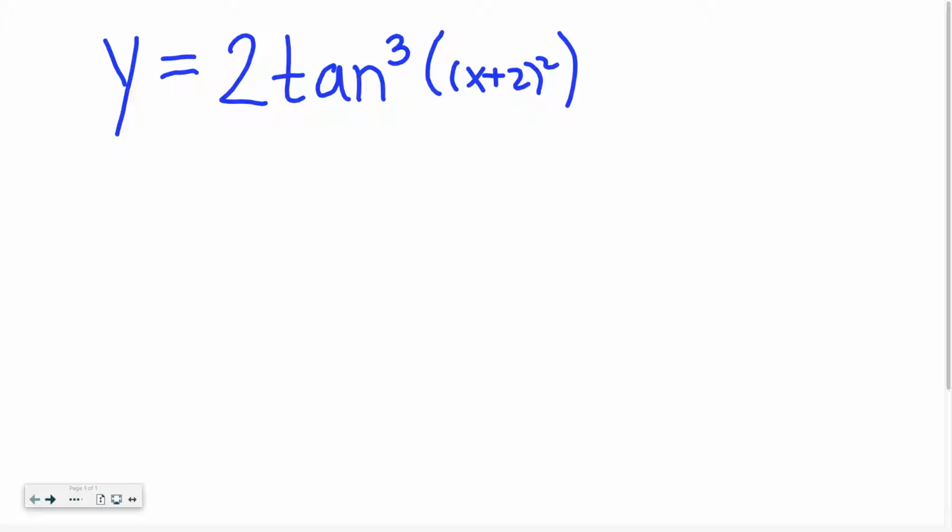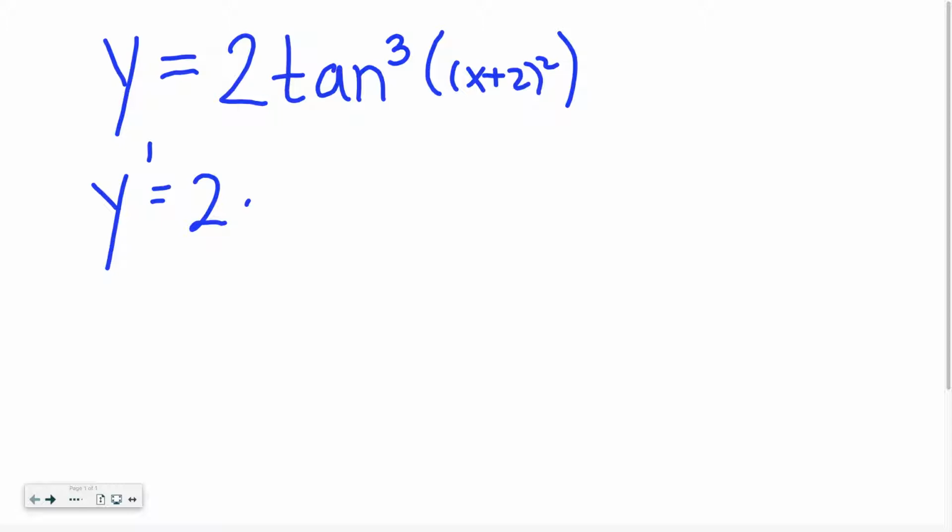Do we have a product? Technically, 2 is being multiplied to tangent. But since 2 is a constant, we don't treat it like a product rule. We just know that when we take our derivative, it's going to be 2 times whatever the derivative is. When you have a constant multiplied out front, it just goes along for the ride. Don't have to worry about the product rule because you know that the derivative of 2 is 0.